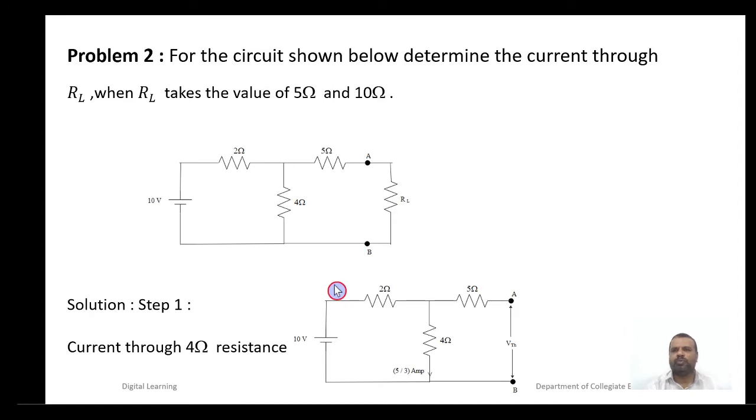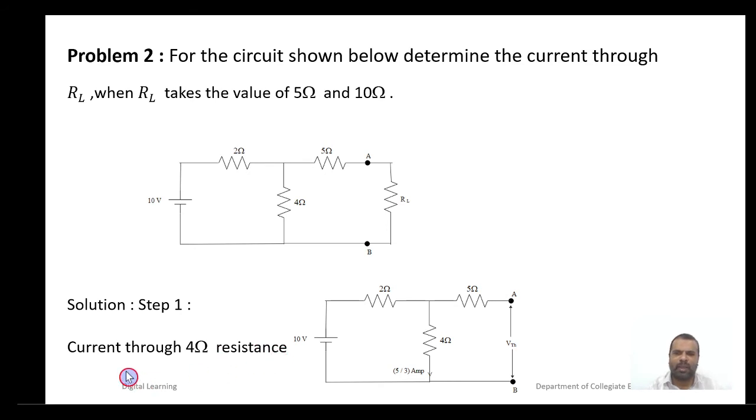Problem 2. For the circuit shown below, determine the current through RL when RL takes the values of 5 ohm and 10 ohm. The circuit is a 10 volt power supply without any internal resistance, a 2 ohm resistance, a 4 ohm resistance, a 5 ohm resistance, two terminals A and B, and a load resistance across it. Step 1. Remove the load resistance and measure the Thevenin's voltage across the terminals A and B. Current through 4 ohm resistance.